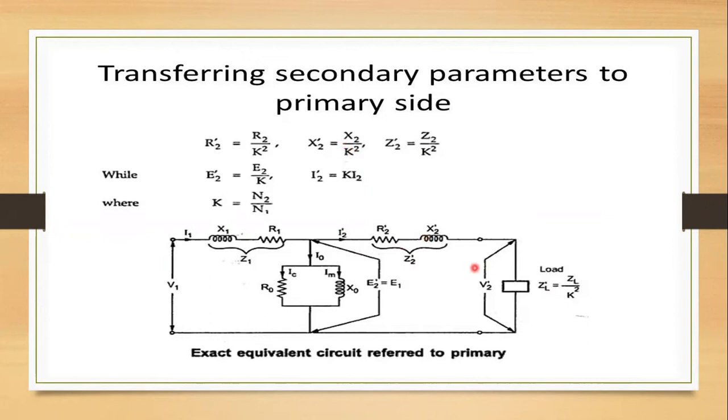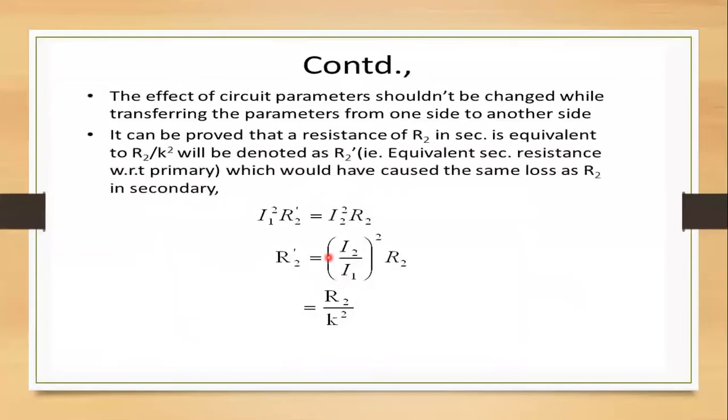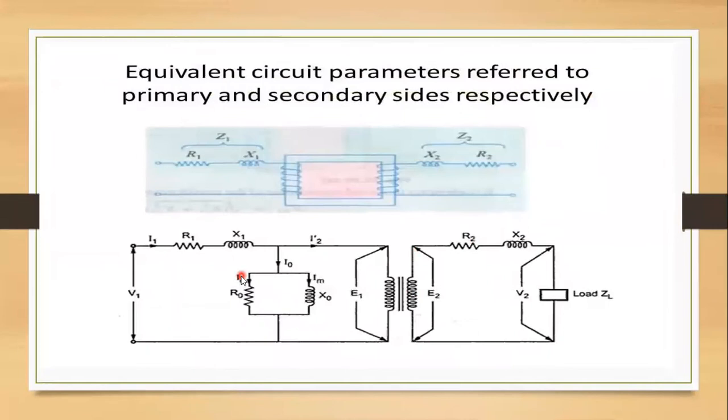That means the secondary side parameters are all converted into the primary side, but the primary side parameters are as they are. There are no changes in the primary side parameters while converting the secondary parameters to the primary side. Understood? R1, X1, R0, X0, these primary side parameters are as they are. Only the secondary side parameters change while converting the secondary winding resistance into the primary side.